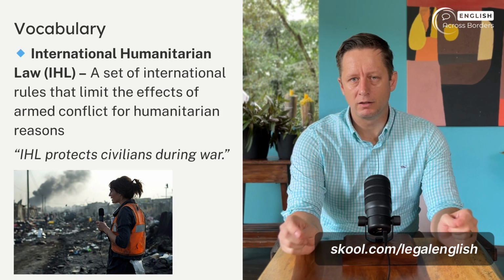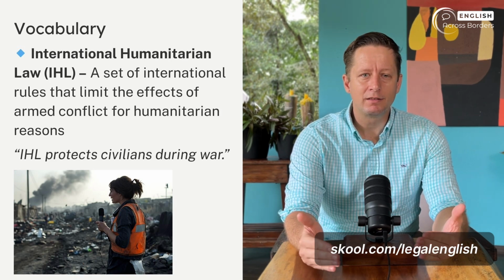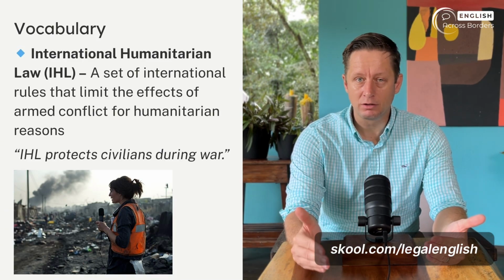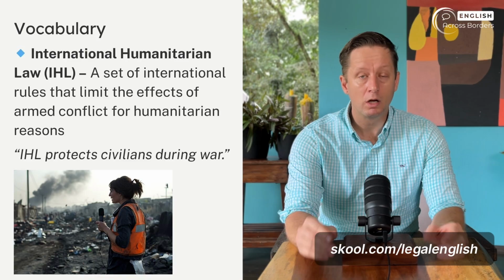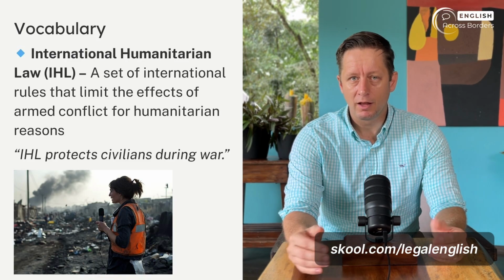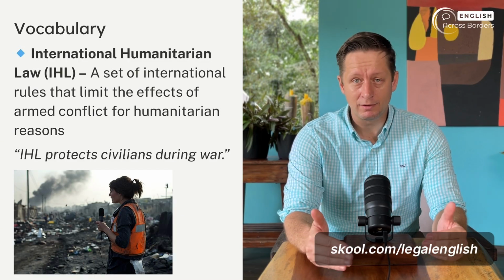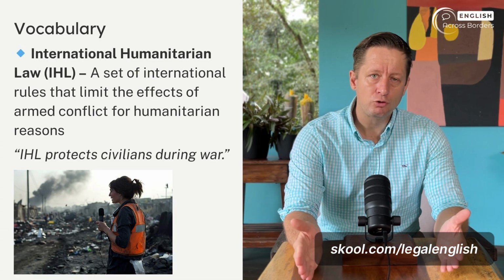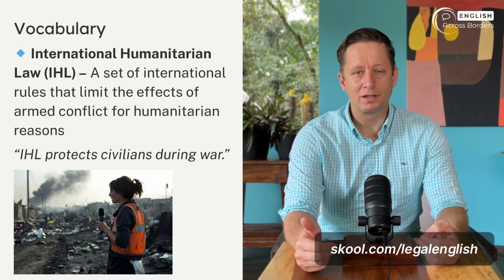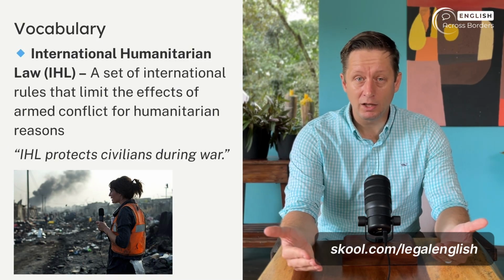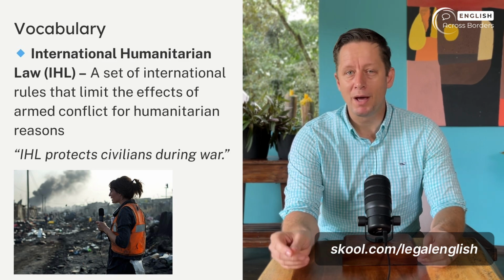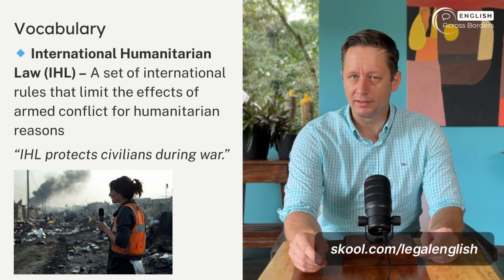International Humanitarian Law, or IHL, is sometimes called the law of armed conflict. It is a set of international rules that limit the effects of war for humanitarian reasons. This means that even in the middle of conflict, there are boundaries. Not everything is allowed. IHL has two main goals. First, to protect people who are not fighting, such as civilians, medical staff, and aid workers. And second, to restrict the use of certain weapons and methods of warfare that cause unnecessary suffering.